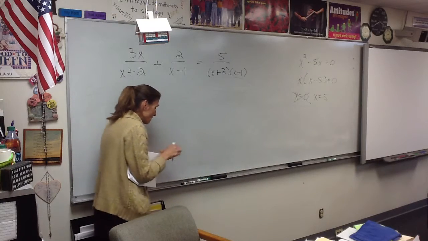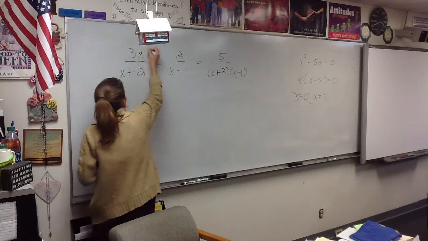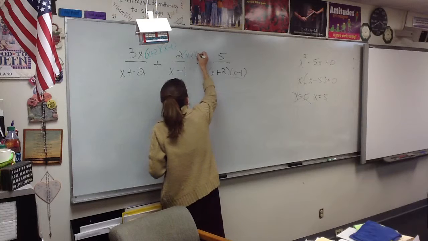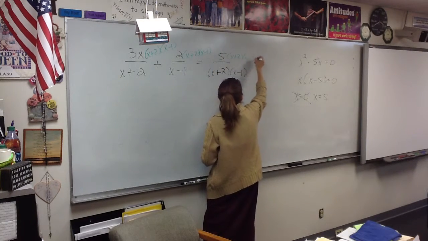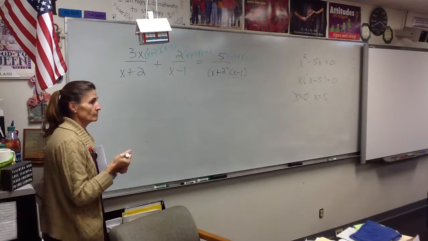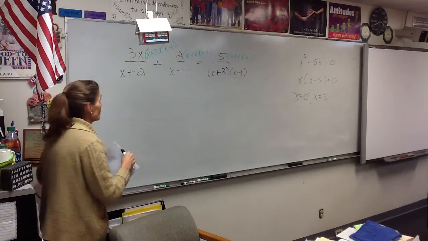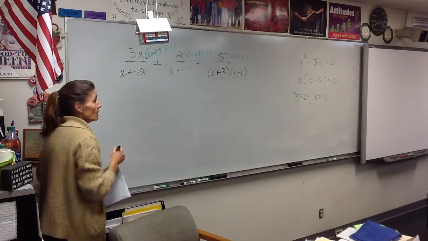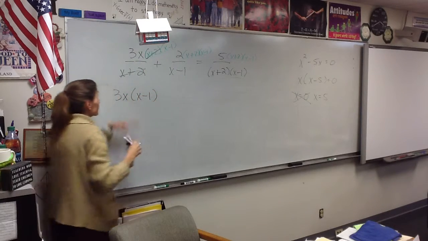What is my common denominator? X plus 2, x minus 1. The whole purpose is to make your denominators cancel out. This denominator will cancel out. So I am left with my 3x and x minus 1. Everybody see that?